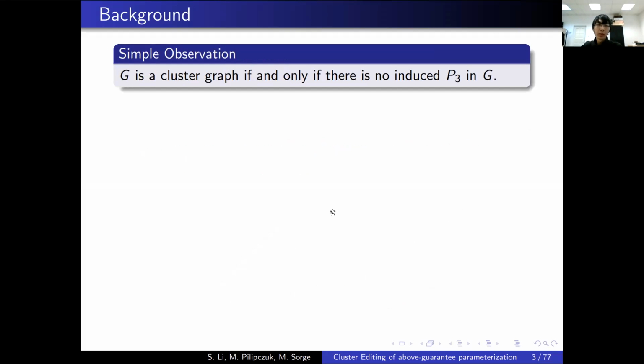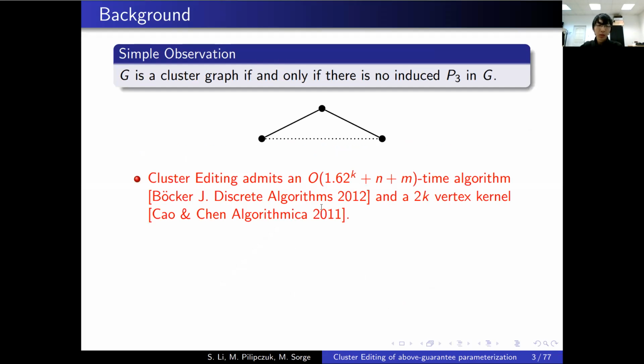The simple observation is that G is a cluster graph if and only if there is no induced P3 in G. This is an induced P3. Cluster editing is FPT parameterized by the size of the solution and also has a 2K vertex kernel.